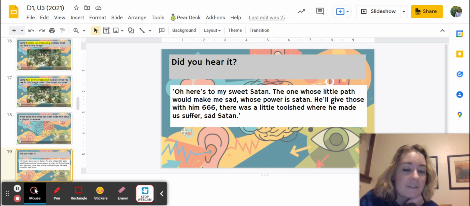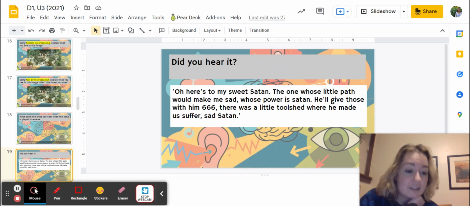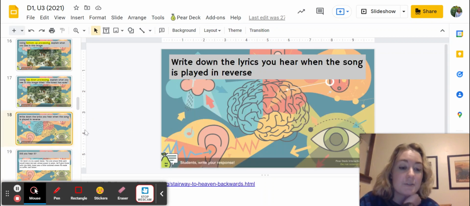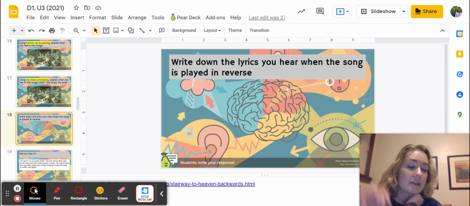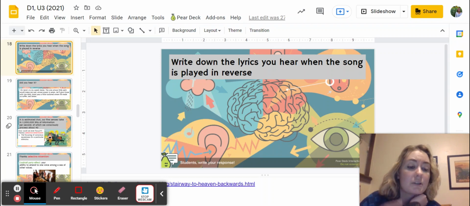Then, if I had you read this first, then listen to the song being played in reverse, you're much more likely to write down that you heard these things than you would if you just listened to it without knowing that this is how people interpreted it. So again, that is perceptual set, right? You can be influenced to perceive things a certain way depending on what you're exposed to.